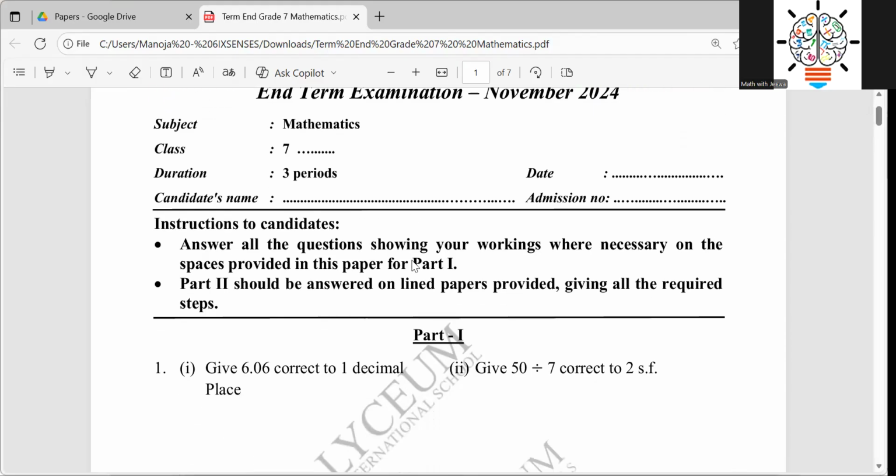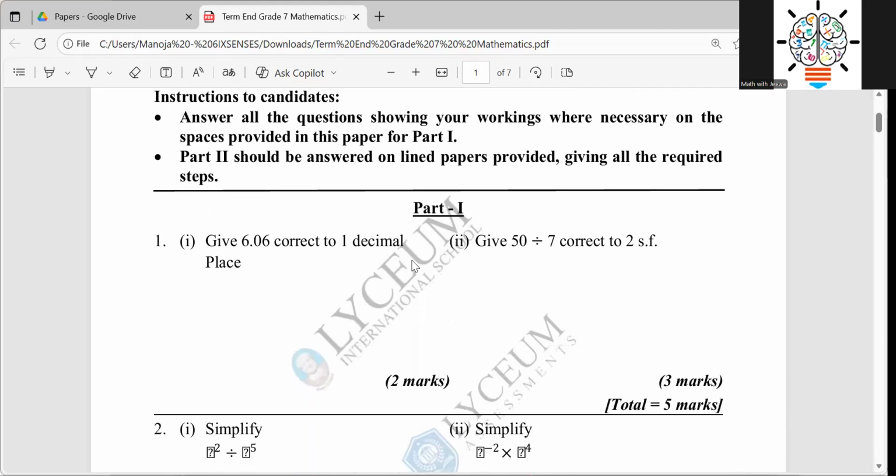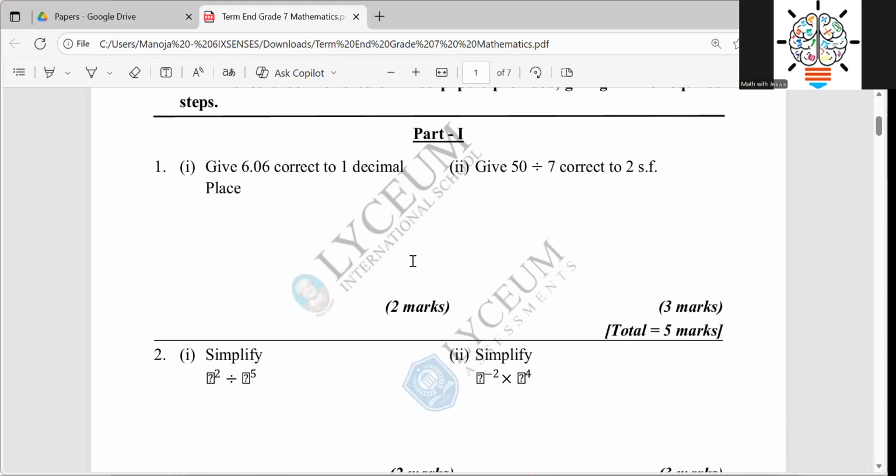Answer all the questions showing your workings where necessary on the spaces provided in this paper for part 1. But part 2 should be answered on lined papers provided, giving all the required steps. So you want to understand that when you're writing the answers for part 1, you want to manage the space they have given, okay? And you want to write answers on the paper itself, in whatever spaces they have given, right? We'll first move to part 1, right? And you can see the number of marks allocated for each question they have given, right?